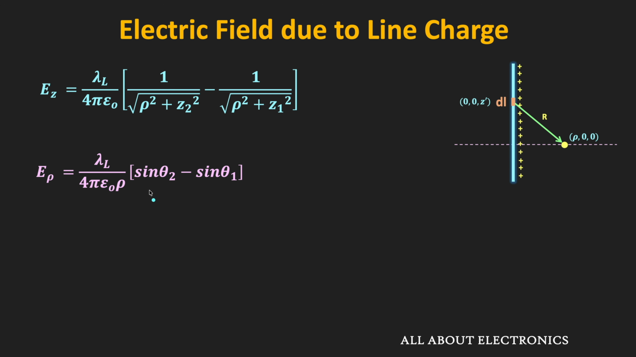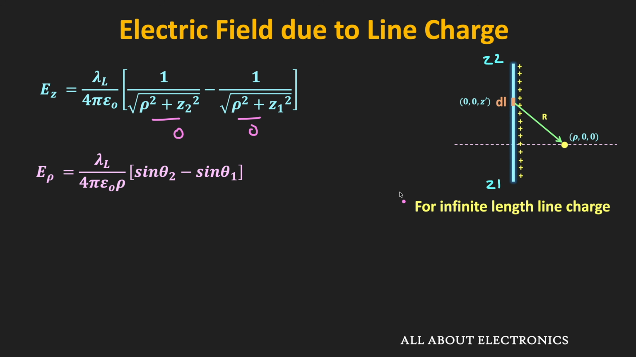And in that case, we will only have the rho component. So now, let us see the special case when this line charge is of infinite length. Whenever this line charge is of infinite length, at that time both z1 and z2 will become infinite. Or to be precise, z1 will become minus infinite and z2 will become plus infinite. So in that case, these two components will become 0.